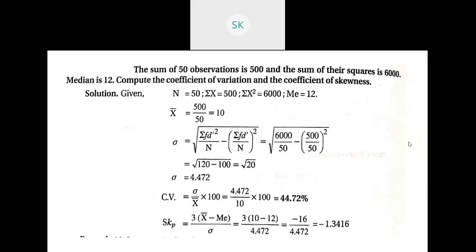Another 6 marks question. Let's understand this. Okay, thank you for the feedback. Let's go to the next question. This is the next question.